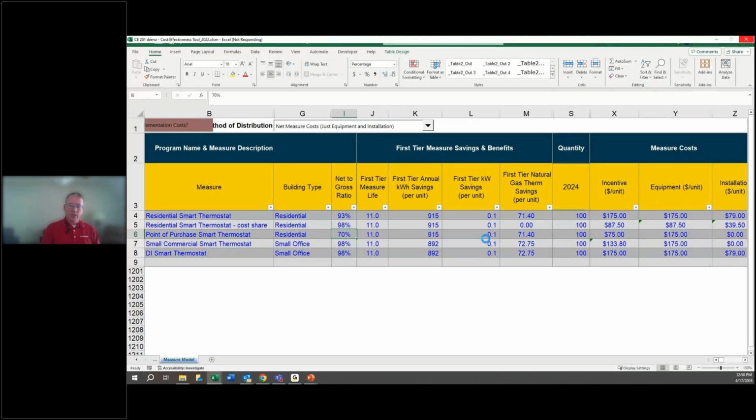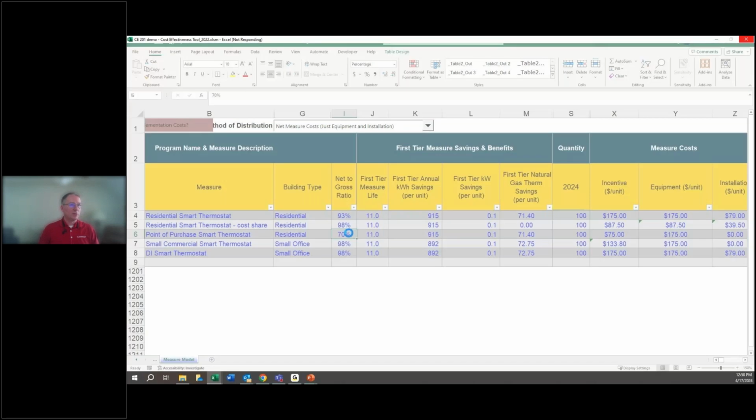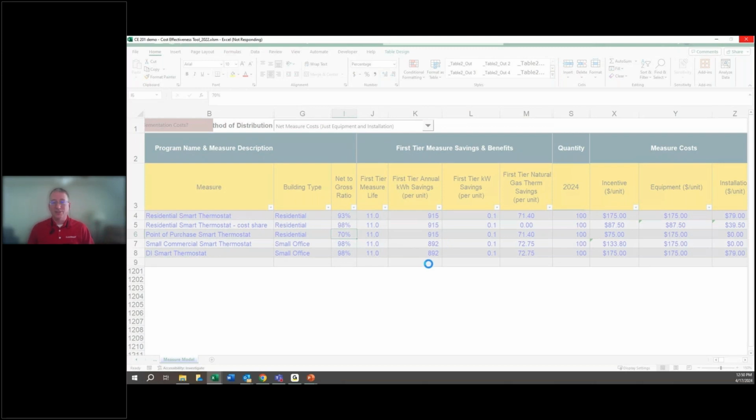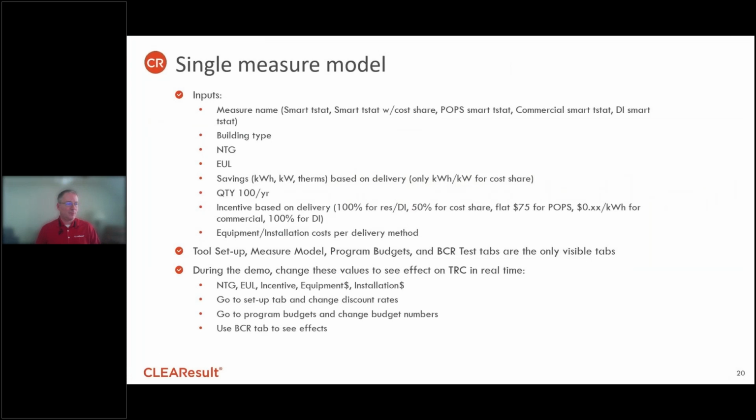So if we had those same inputs, but we, oh no, I've broken it. Well, if we had a higher net to gross ratio, our cost effectiveness test would be better. I think this is a sharing issue because I'm running this Excel locally. It's not responding. I will continue on with the PowerPoint.